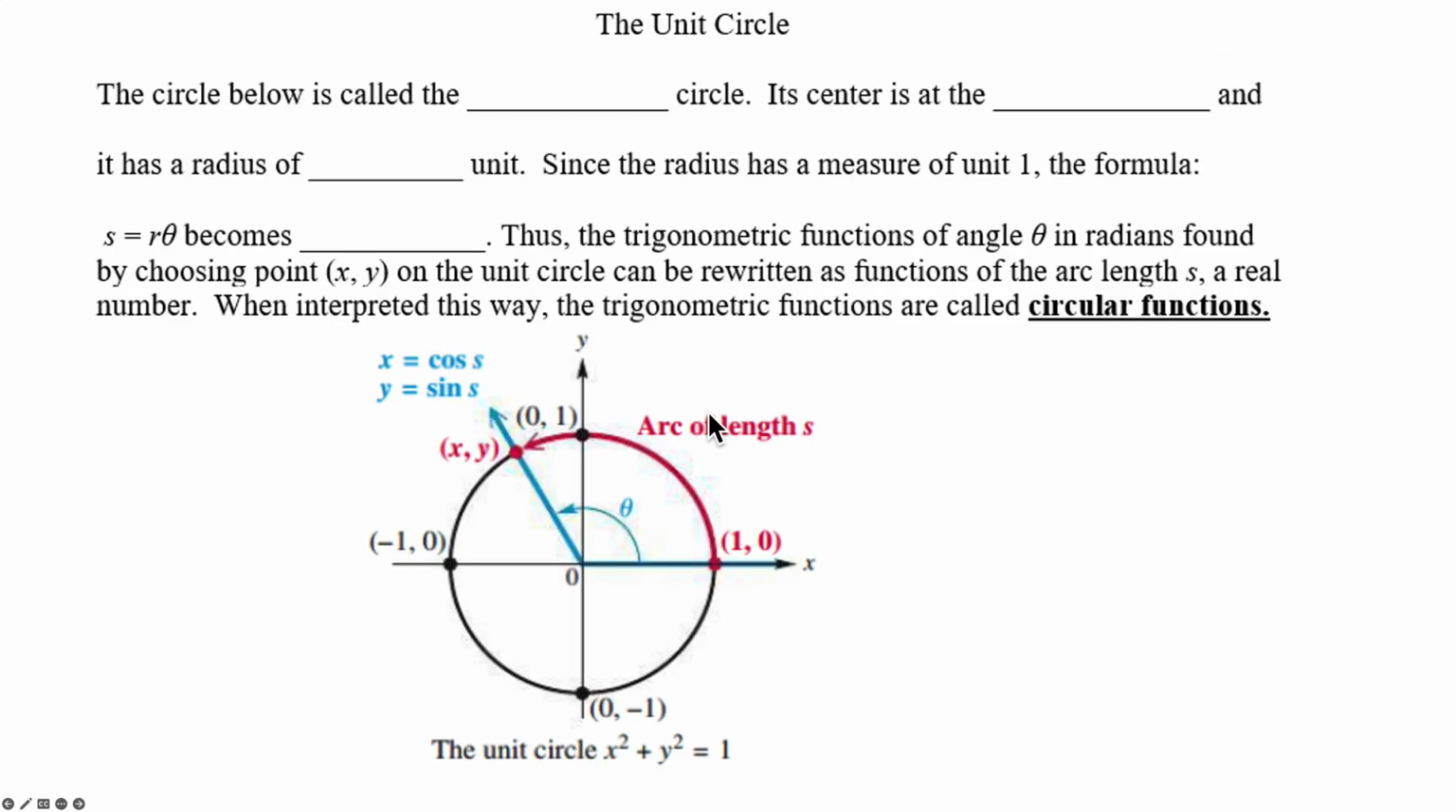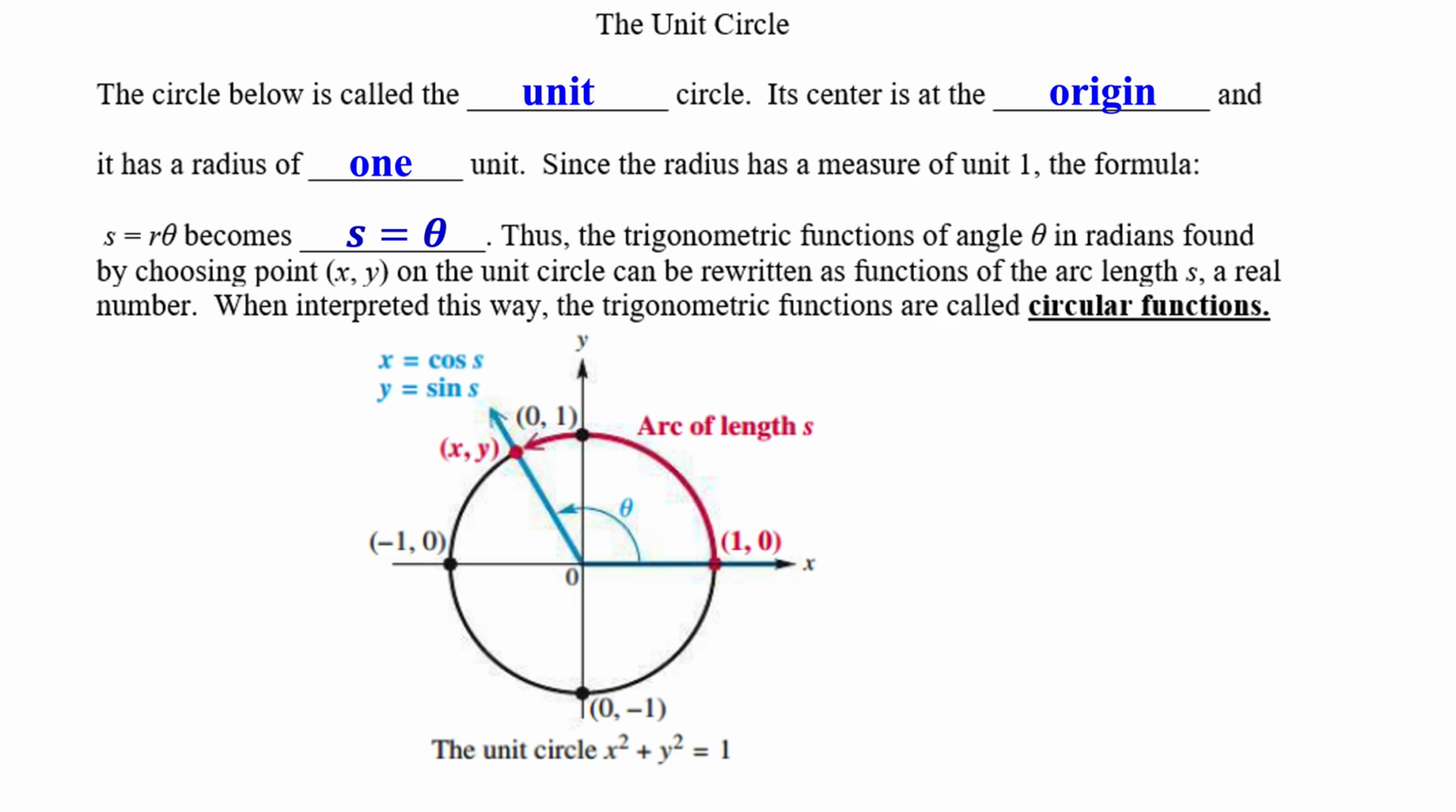All right, so to our unit circle. That circle below is called the unit circle. Its center is at the origin, and it has a radius of 1 unit. So since the radius has a measure of 1, that formula S equals R times theta, well, R is now 1, means S equals theta.